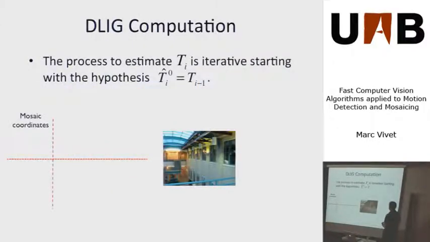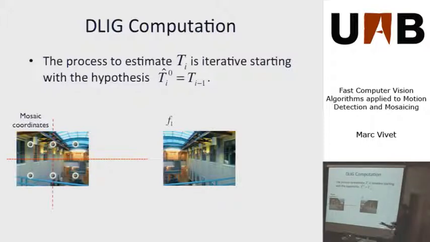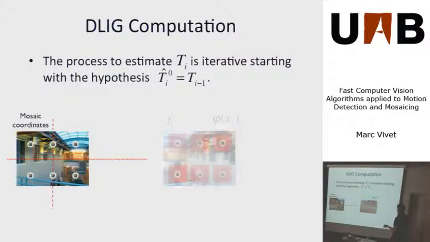The DLIG computation works as can be seen here. For the first frame, we put this into mosaic coordinates, and we generate points, any points that we need to represent this. And then we model these points using the original frame after being warped.